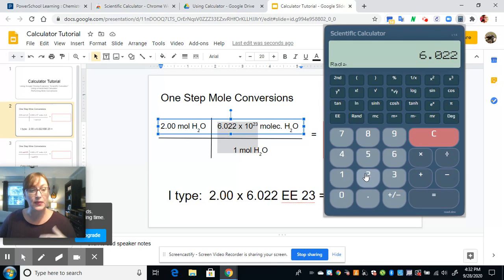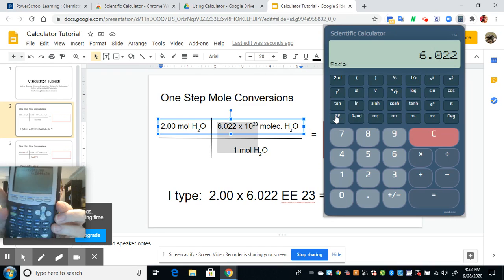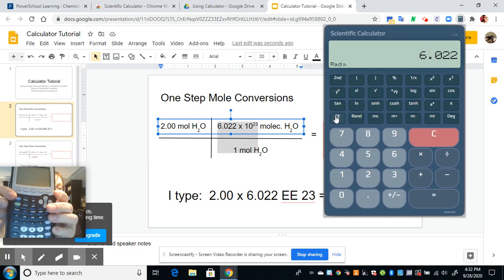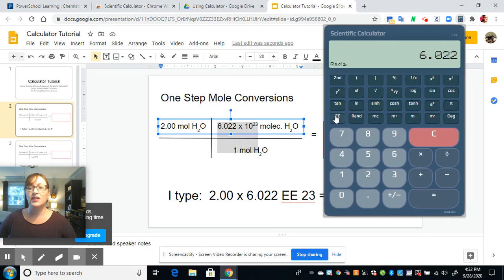6.022. Now comes the exponent part. Do not type the times 10. You have a button on your scientific calculator that will raise exponents from a base of 10. And it's the exponent button or the EE button on your graphing calculators. You have to push the blue second button here. And then the EE button is right here in blue. So I have a nice EE button right here. And then you just type the exponent, which is 23. So you don't have to type the times 10.